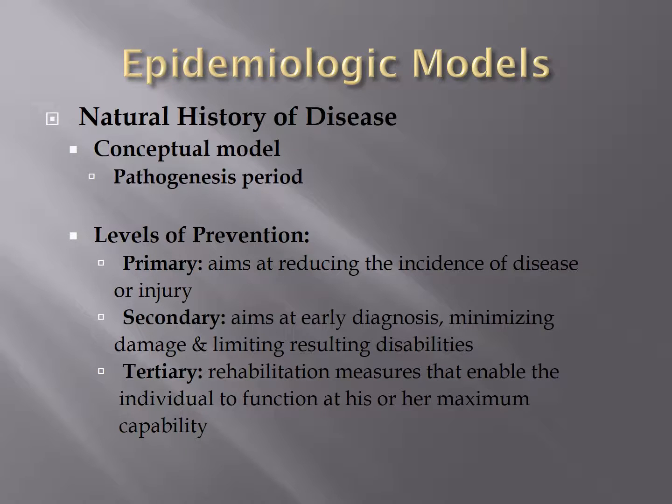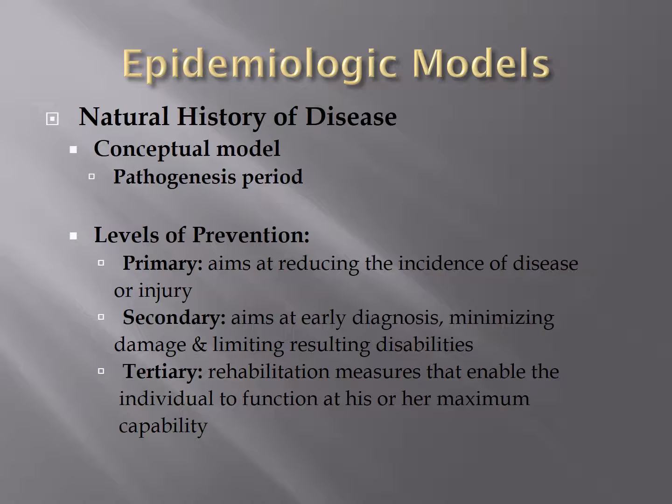The final model is the conceptual model for natural history of any disease. It was developed in 1958. It integrated the pathogenesis of illness with primary, secondary, and tertiary prevention measures. The pathogenesis period of disease is the incubation period or time between what is causing or initiating the health illness or potentially going to cause and the onset of the illness.